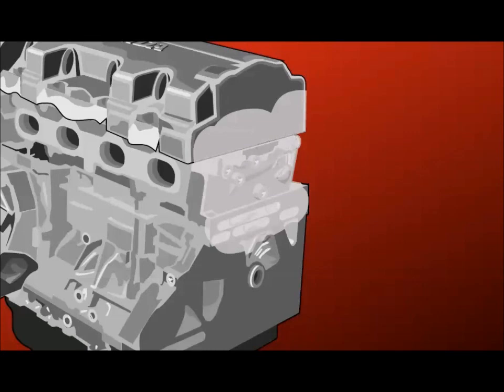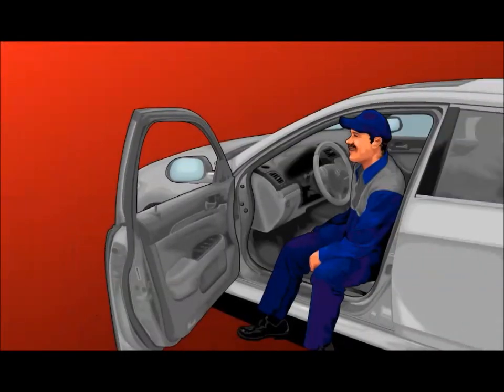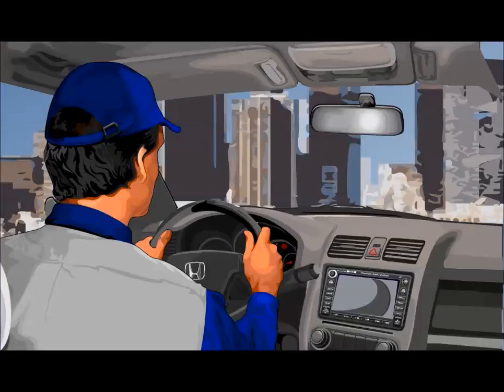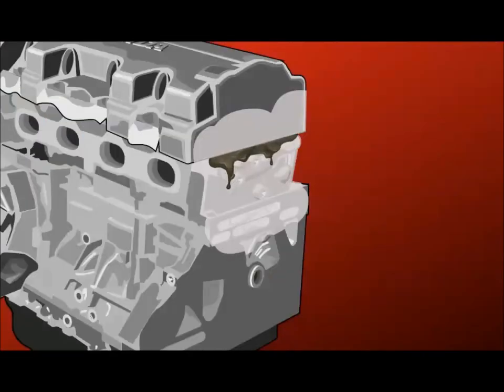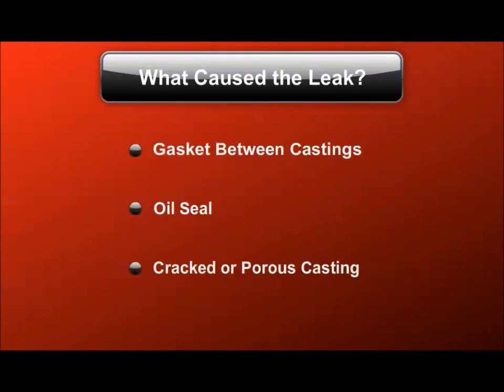If the engine was dry and no leaks appear after applying the powder, idle the engine or take the car on a test drive. This may force enough oil from the leak to activate the metal check. Once you've isolated a leak, determine the root cause of the problem before attempting repair.